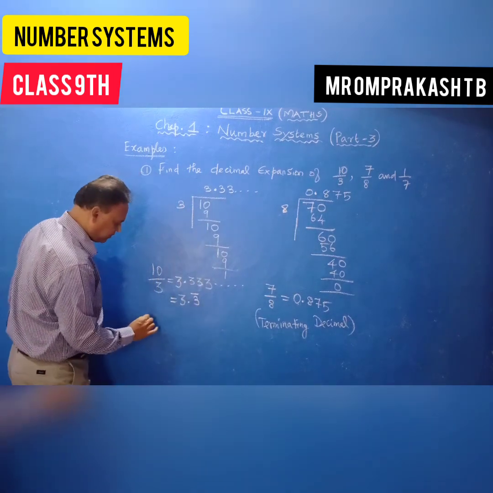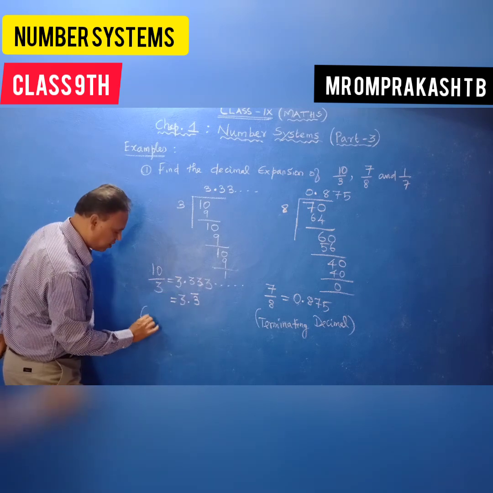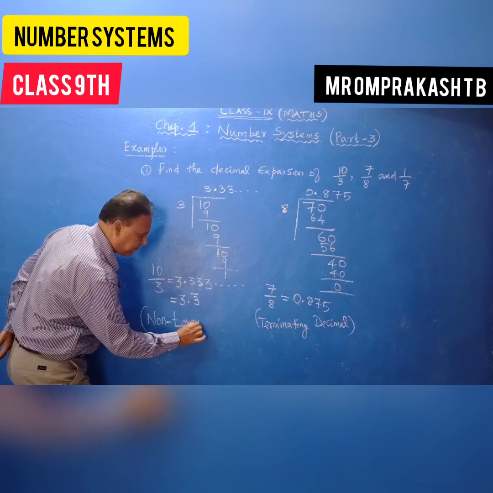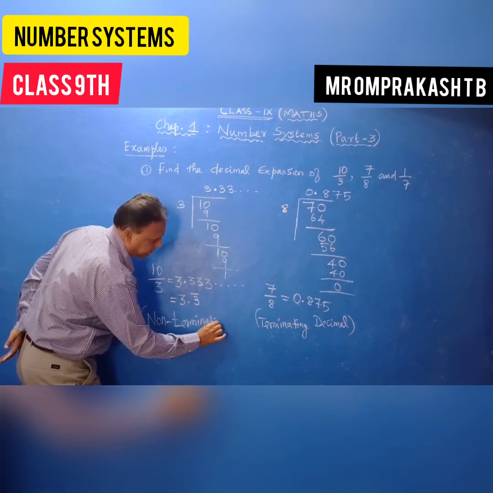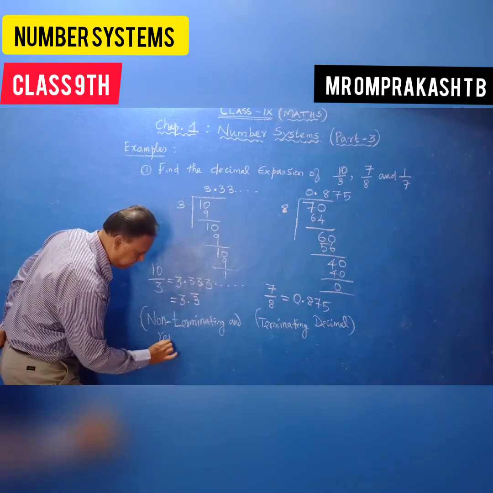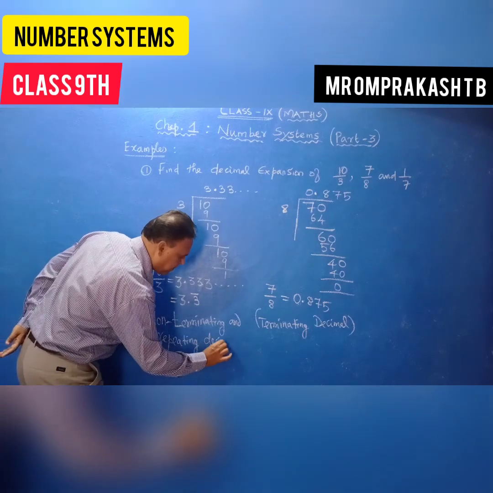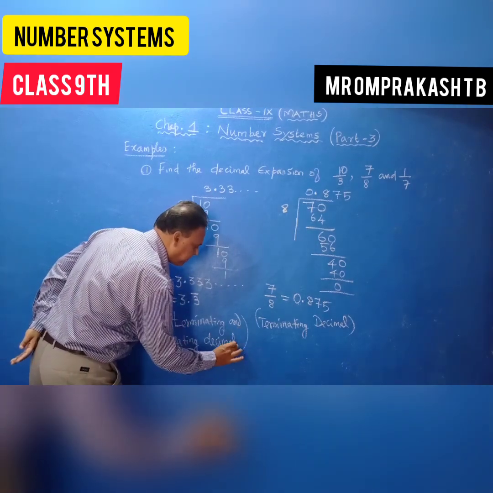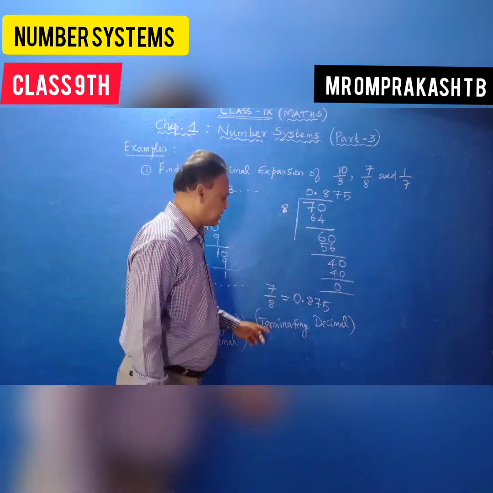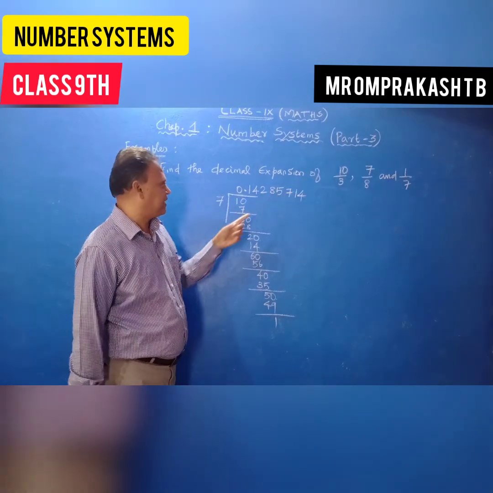This is nothing but non-terminating and repeating decimal. This 1 by 7 you will see. Now you take 1 by 7.